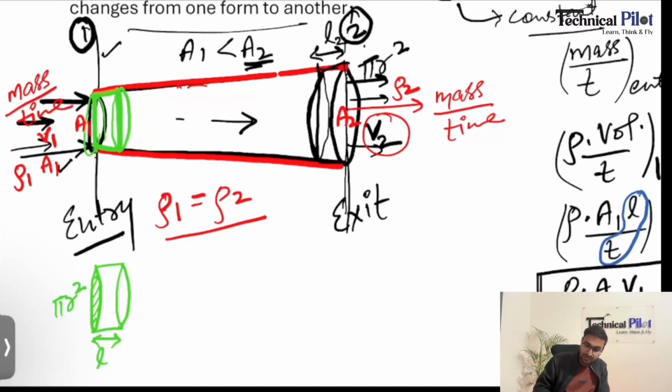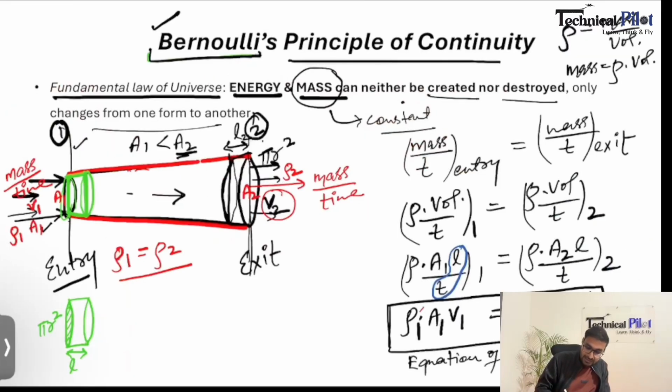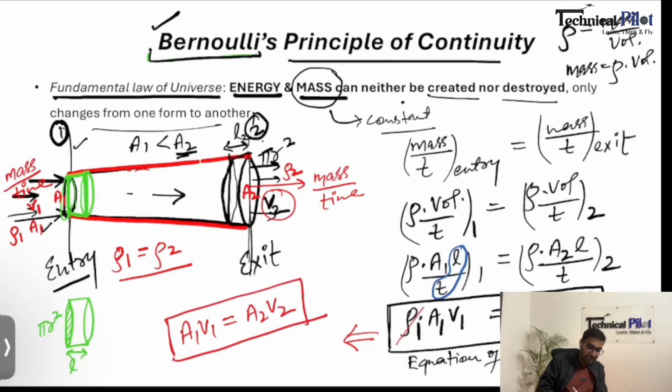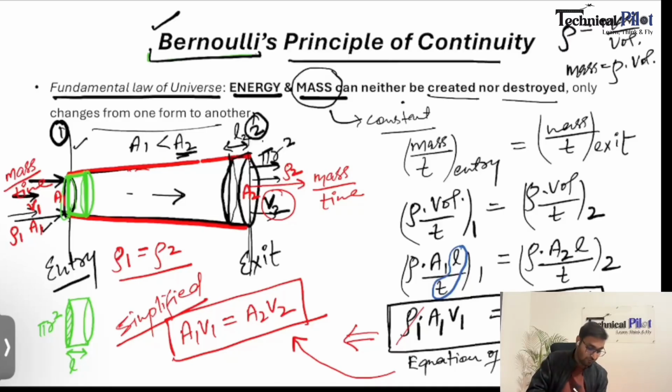If I consider density constant, I can cancel out the density rho 1 and rho 2. Both are equal. What am I left with? I am left with the equation A1 V1 is equal to A2 V2. And this is known as, again, Bernoulli's principle of continuity or Bernoulli's equation of continuity. It is the simplified version. And we will use this equation for understanding aerodynamics.